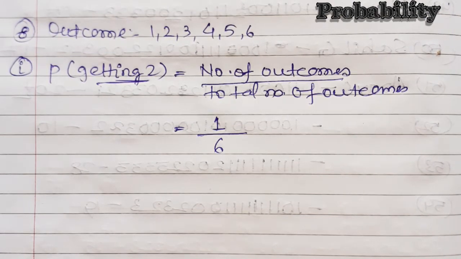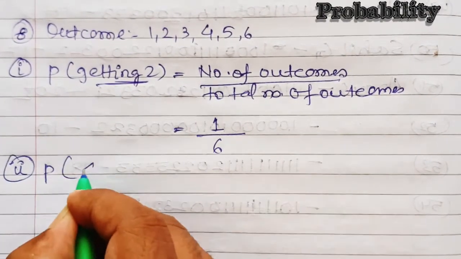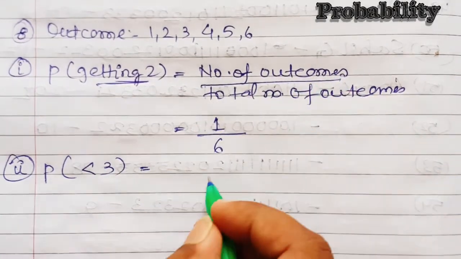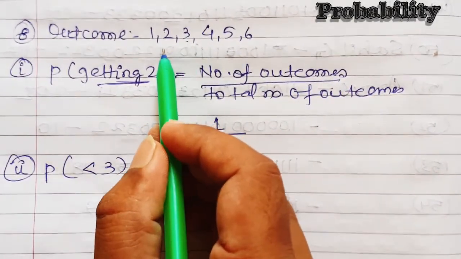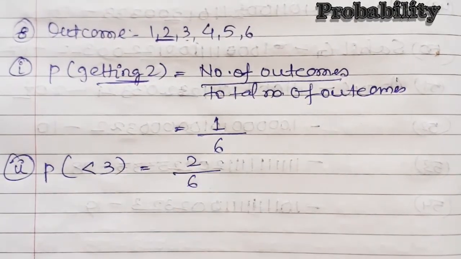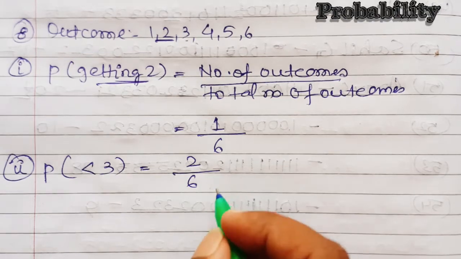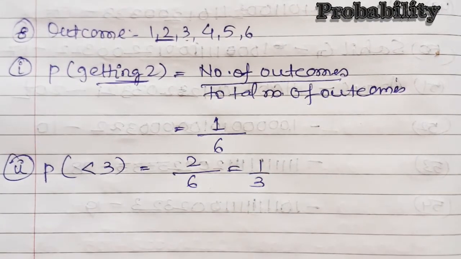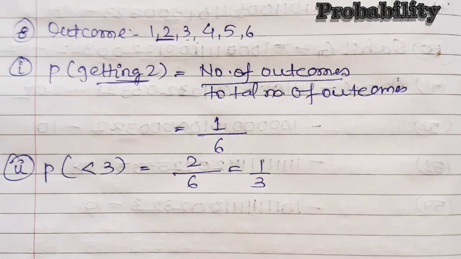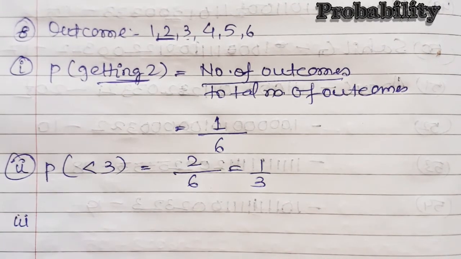Second one, a number less than 3: the probability of a number less than 3. Again the same formula. How many numbers are less than 3? Only 2 numbers, that is 1 and 2. So 2, and the total number will be 6. Again you have to write the statement over here. I have written it directly, but please don't write it directly. If I do the cancellation, what will the value be? It will be 1/3. If cancellation is possible, you have to do the cancellation. Don't keep it in the as-it-is form.